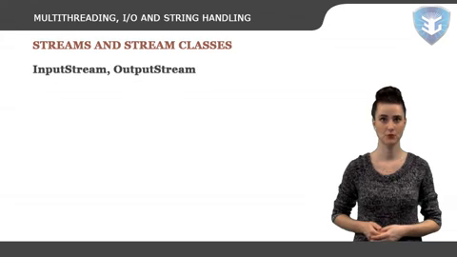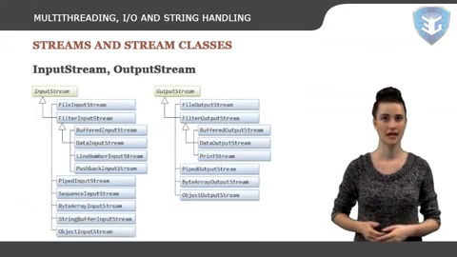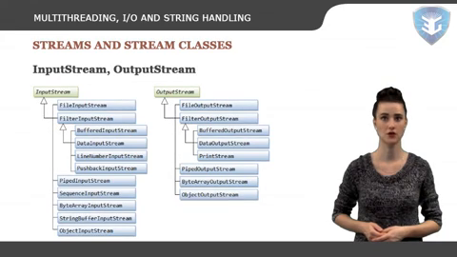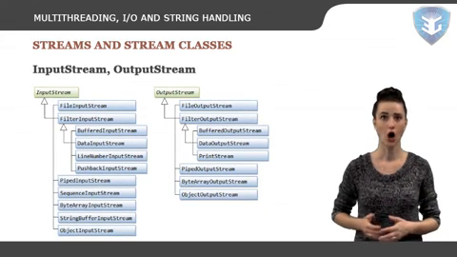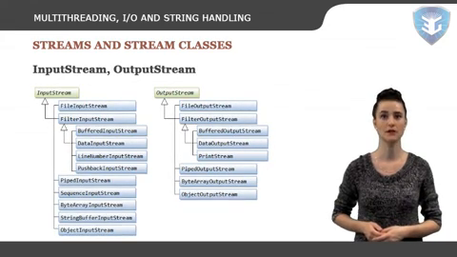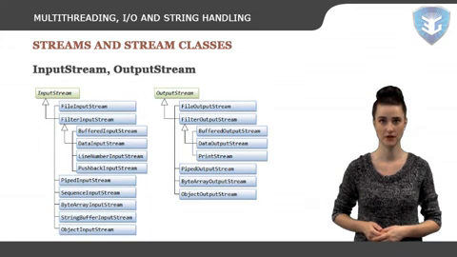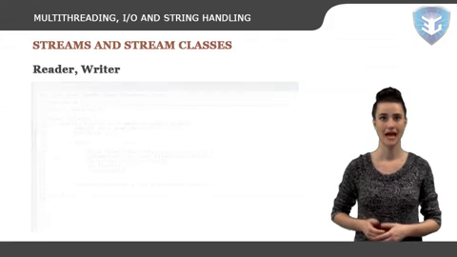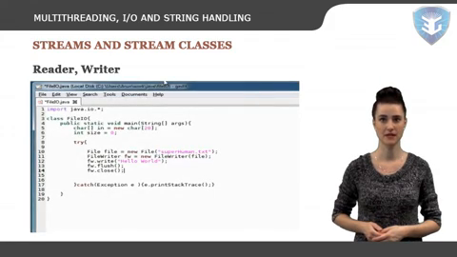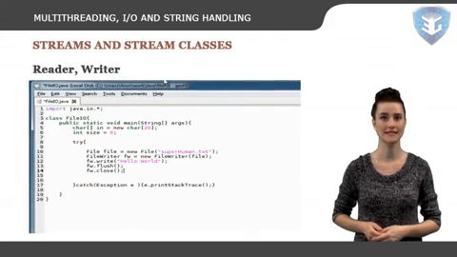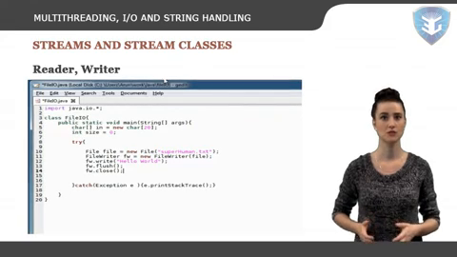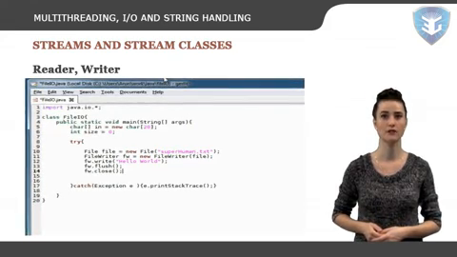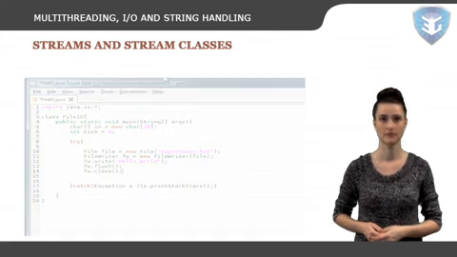Input stream, output stream: abstract classes that define the basic functionality for reading or writing an unstructured sequence of bytes. All other byte streams in Java are built on top of the basic input stream and output stream. Reader, writer: abstract classes that define the basic functionality for reading or writing a sequence of character data with support for Unicode. All other character streams in Java are built on top of reader and writer.